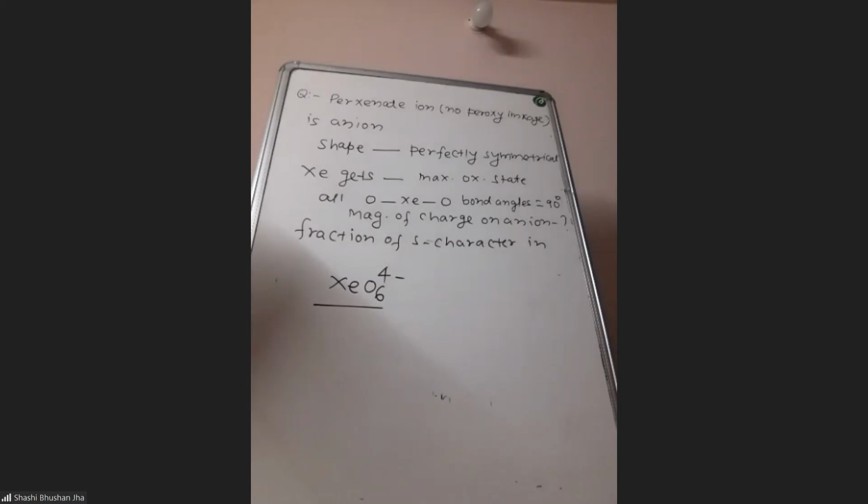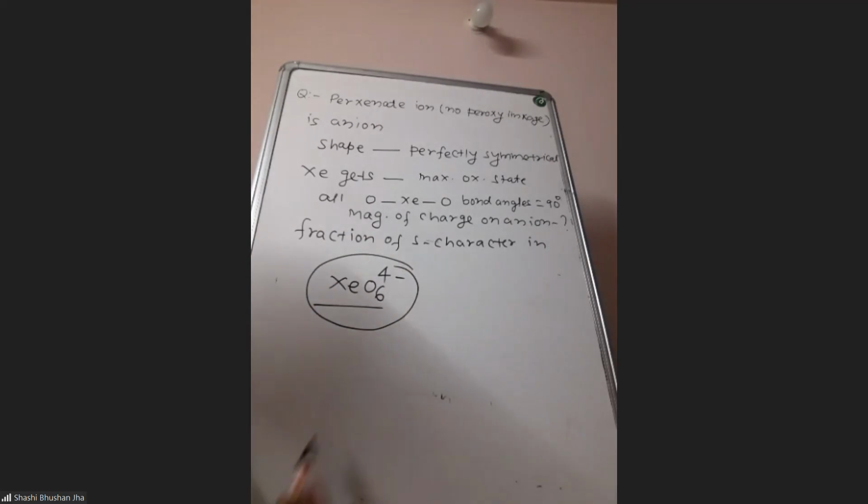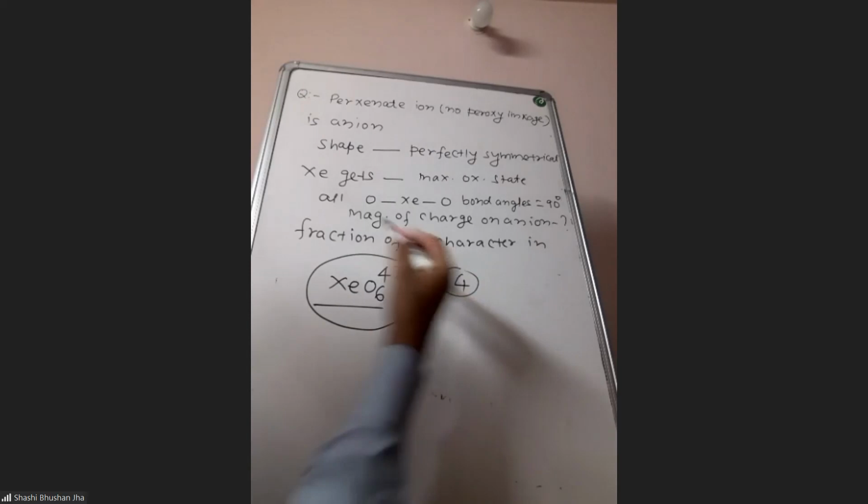So if you read all the information from this bond angle, they're saying that all the bond angles are 90 degree and all the bond lengths are equal. We are able to understand that it may be either octahedral or square planar. But you can rule out the possibility of a square planar because xenon should not have a lone pair of electrons. And after that you can proceed, you will get this formula XeO6 4 minus. So magnitude of charge will be 4.